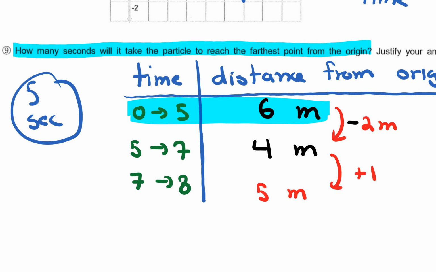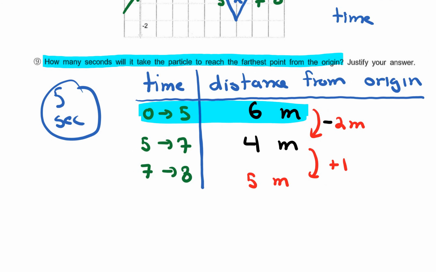Okay, so I hope that explanation was okay. Basically, we're just breaking down the total distance into a nice little table here. And 6 meters represents the farthest distance from the origin.